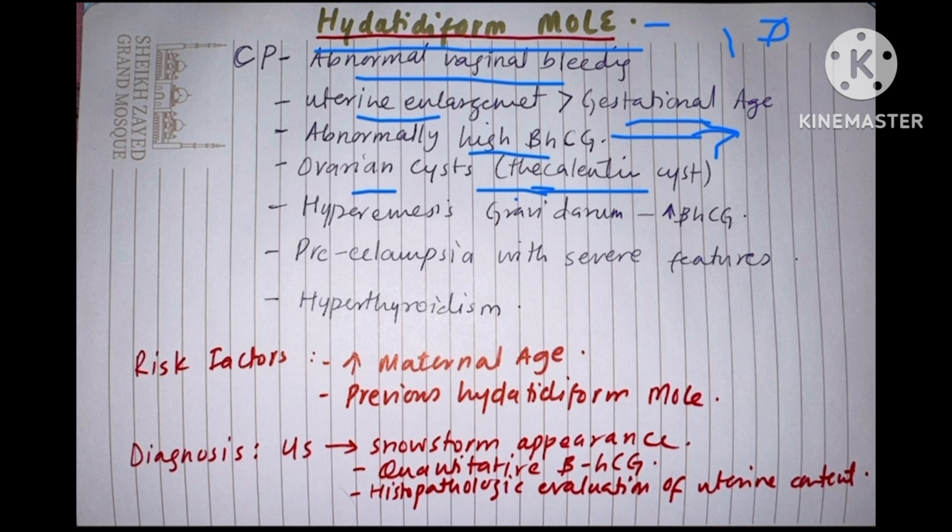You're going to see them on ultrasound, and you're going to have hyperemesis gravidarum because of the high beta HCG. Your vomiting center is also activated by this. Then you're going to have hyperthyroidism because of beta HCG and TSH. Remember, it's TSH, not TRH. TSH and beta HCG have a common structure, so it's going to cause hyperthyroidism too.